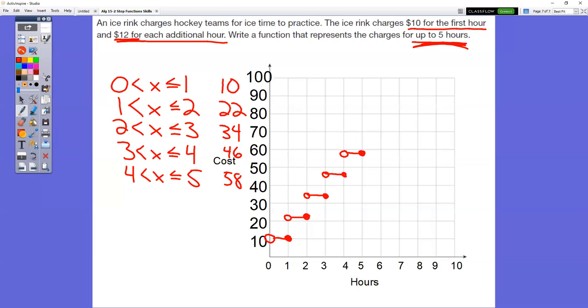So again, most of the time with these step functions, they do go up. That's just sort of how the word problems are set up. Sometimes you'll have your open dot to the left, sometimes to the right. It all depends on how the individual question is written.